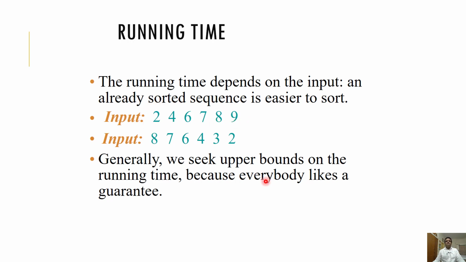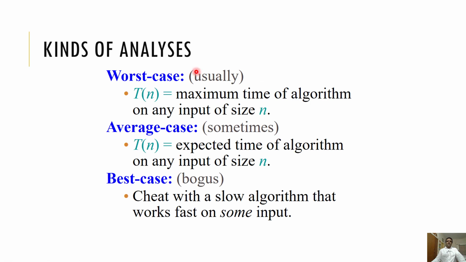But we want to have a guarantee, so usually we go for the worst case analysis. Let us talk about the types of analysis we will do for our algorithm. The first one is worst case analysis, which we usually do, because that is the guarantee. Worst case means T(n) is the maximum time our algorithm can take to run the code for any input of size n. So, that is the guarantee.